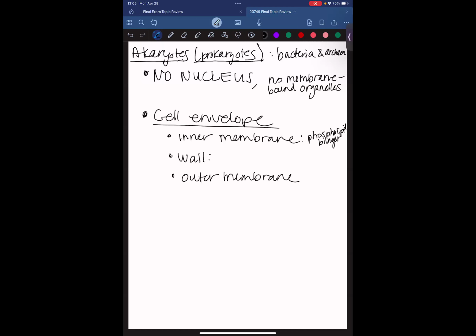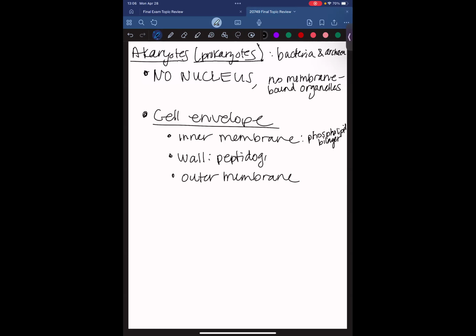Anybody know what the bacterial cell wall is made up of? Well, it might have some protein in it, but way more important than that. What'd you say? Peptidoglycan. You guys know this. I know you know this. I know you do.